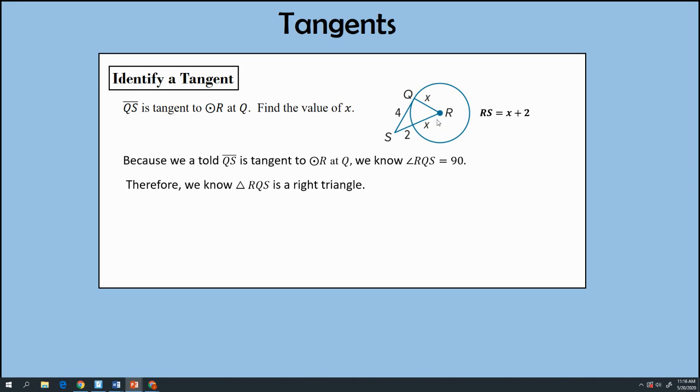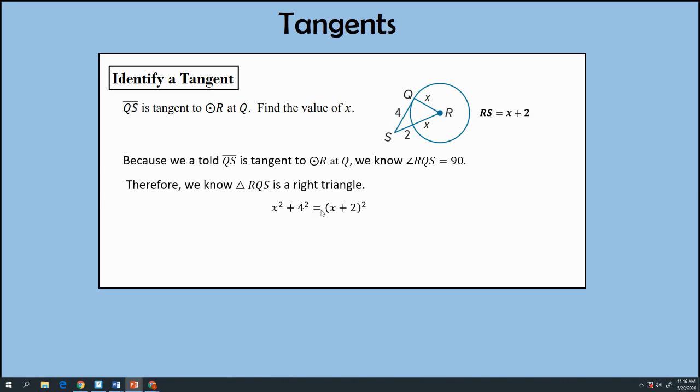One thing to note again is that the distance from R to S total is the radius, which is unknown, it's x, plus the distance from the edge of the circle to S, which is 2. So RS is going to be x plus 2. When we set up our Pythagorean theorem, it's going to be x squared plus 4 squared equals the quantity of x plus 2 squared.